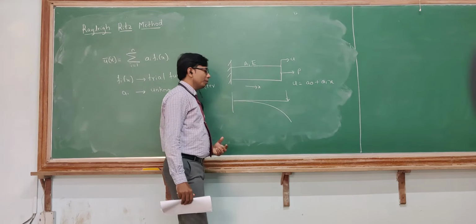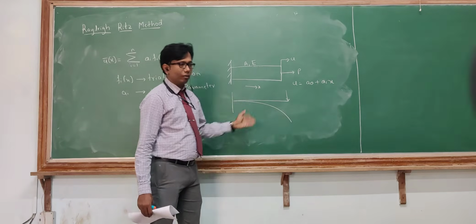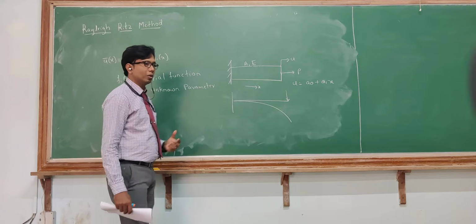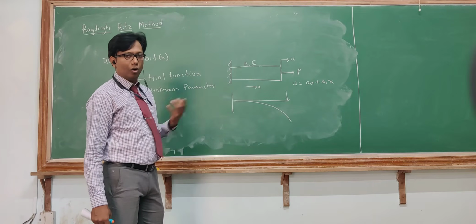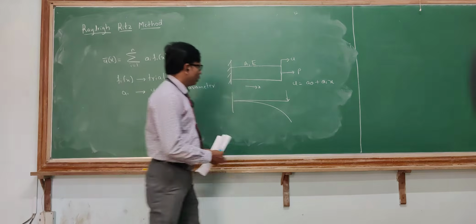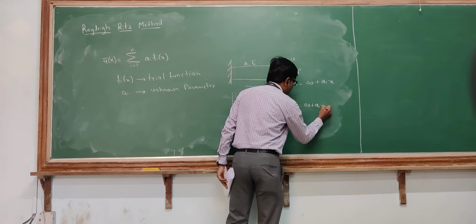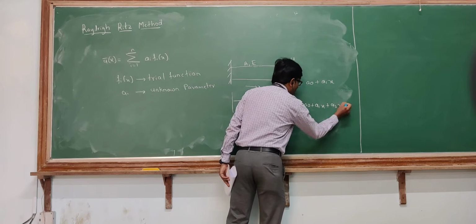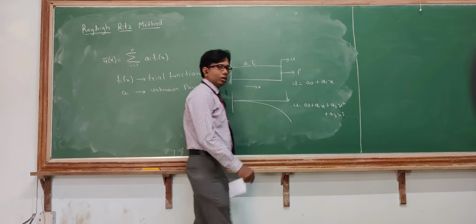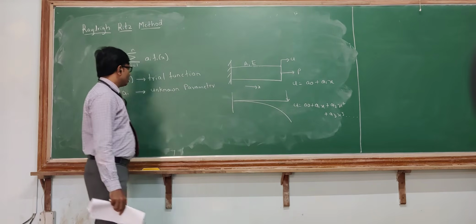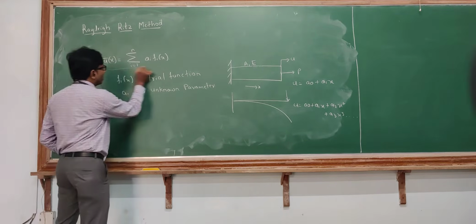In the beam case, the beam is a curved structure. So when I have to define the displacement of a curved body, I will not use a linear function; I will be using a quadratic or a cubic nature. So I might use u is equal to a naught plus a1 x plus a2 x square plus a3 x cube. Okay, so this might be the displacement function. We'll be using this displacement function, and later we'll be formulating in this particular fashion.